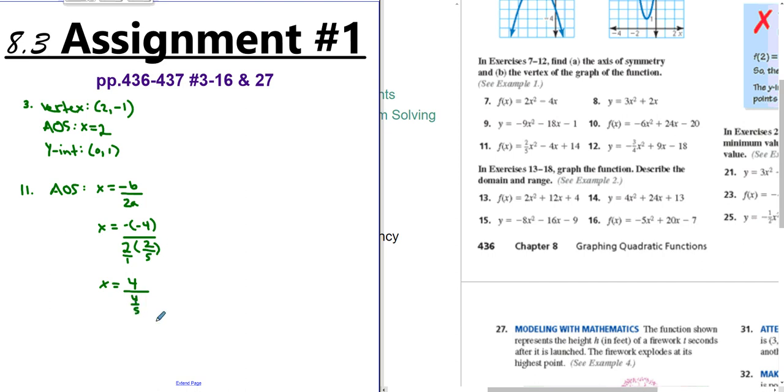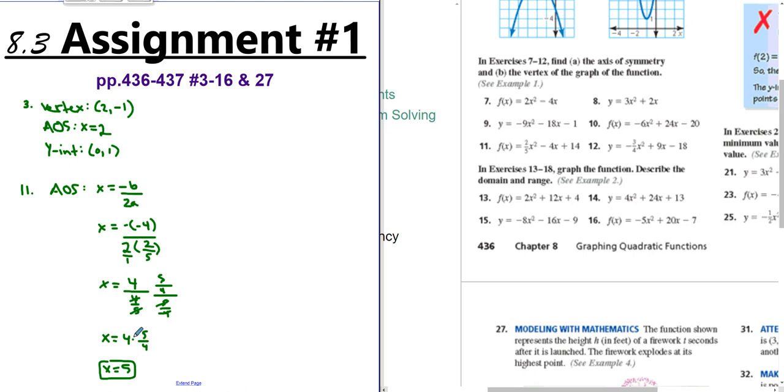And 4 divided by 4/5 is the same thing as 4 times the reciprocal of 5/4. The actual reasoning behind that is because I can multiply by 5/4 over 5/4. And these 5's cancel and those 4's cancel. So you're just multiplying by that big old 1. Anything over itself is 1. 5/4 divided by 5/4 is 1. So the 4's here are going to end up canceling, and I get x equals 5. So that is my axis of symmetry.